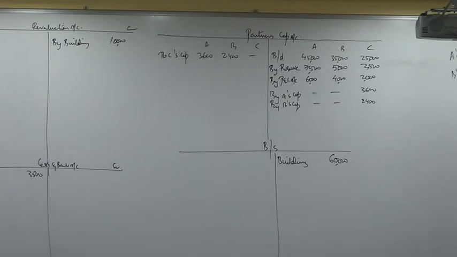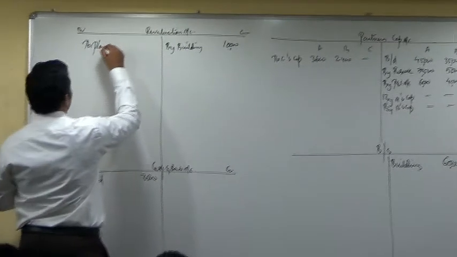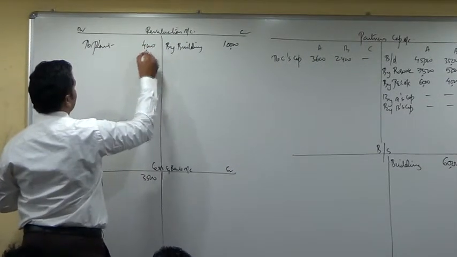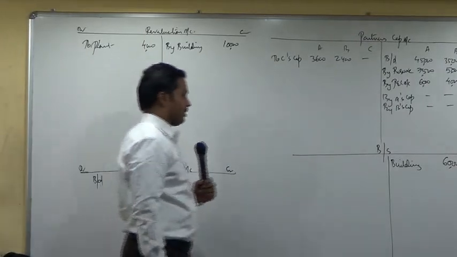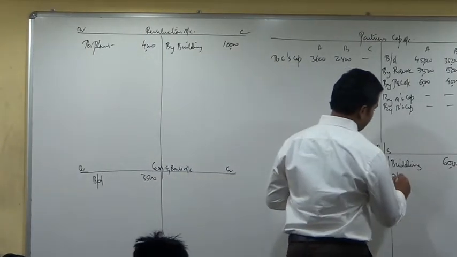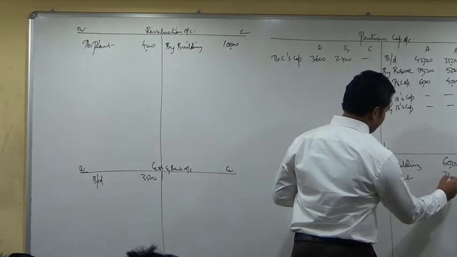Next, plant and furniture are to be depreciated by 10% and 15% respectively. Plant 40,000 depreciated by 10%. Revaluation account to plant account, how much? 4,000. Plant account how much? 36,000.